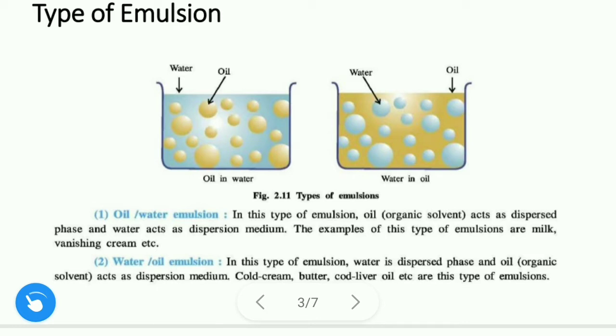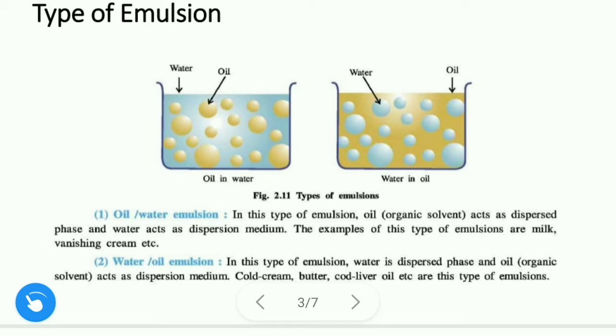The second type of emulsion is water in oil emulsion. It is the same as what I have told you about oil in water emulsion, but in this, water is present as globules and oil as the whole phase, or we can say water acts as a colloid in oil. So the examples are cold cream, butter, cod liver oil, etc.